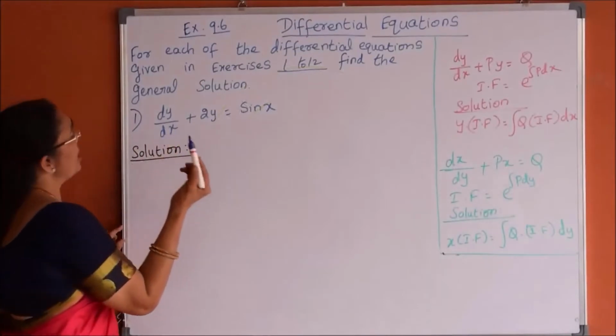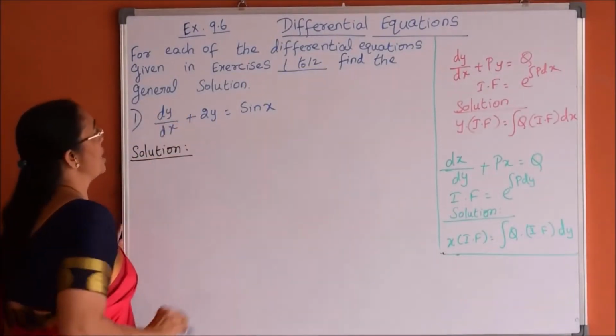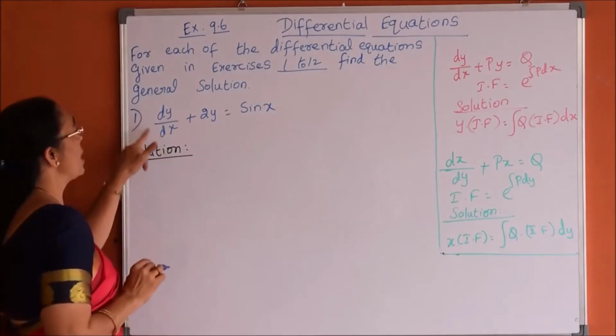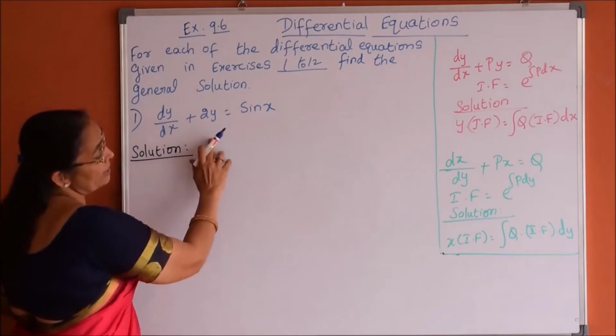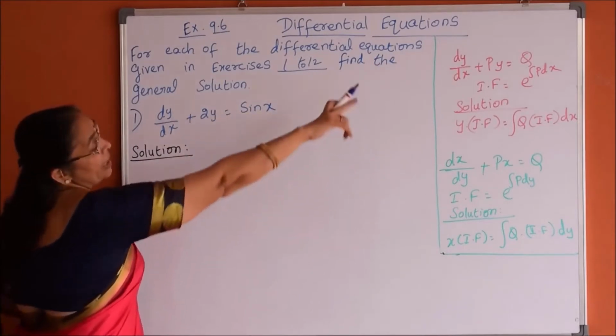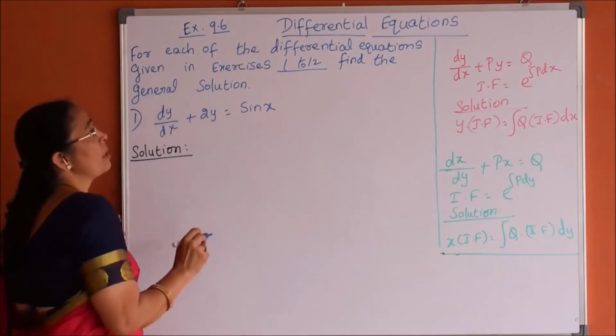For each of the differential equations given in exercises 1 to 12, find a general solution. First problem, dy by dx plus 2y is equal to sin x. So, when we compare this with the linear differential equation, we can say this is of the first form, dy by dx plus py is equal to q.